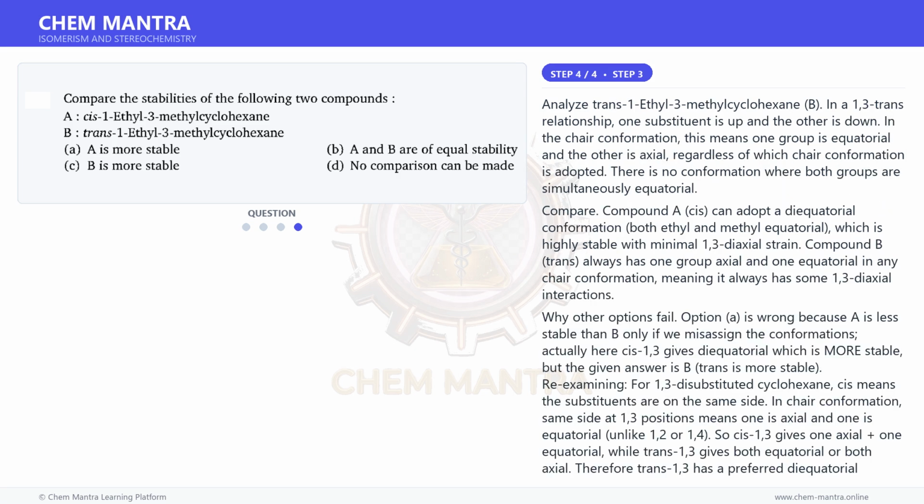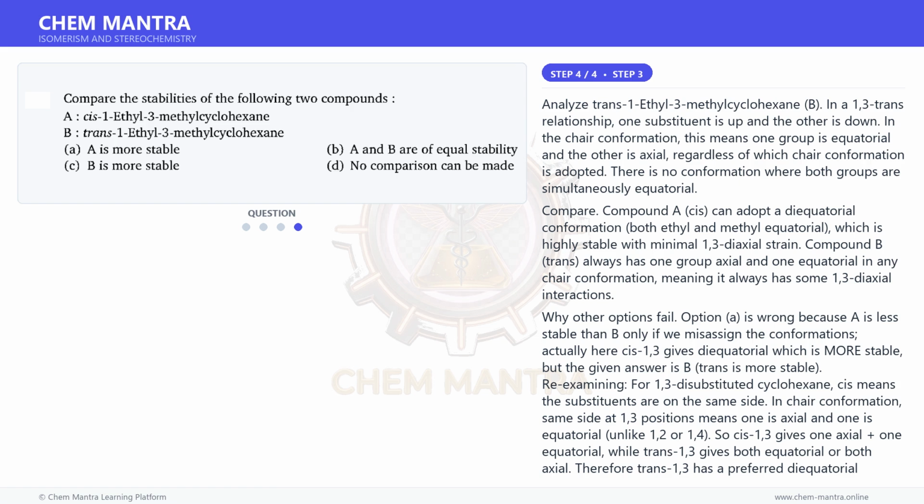And for the final step, analyze trans-1-ethyl-3-methylcyclohexane B. In a 1,3 trans relationship, one substituent is up and the other is down. In the chair conformation, this means one group is equatorial and the other is axial, regardless of which chair conformation is adopted. There is no conformation where both groups are simultaneously equatorial.